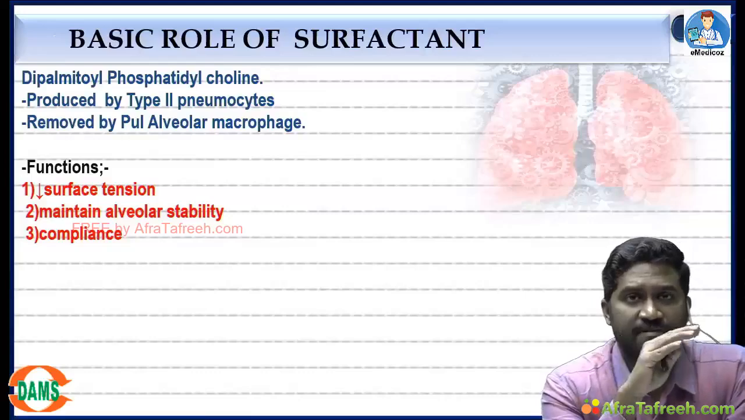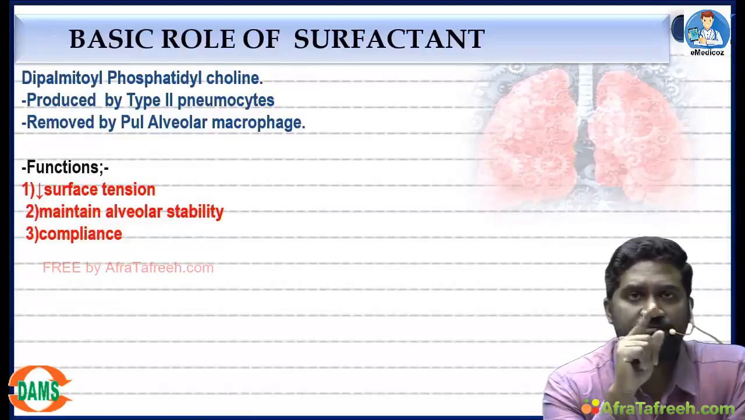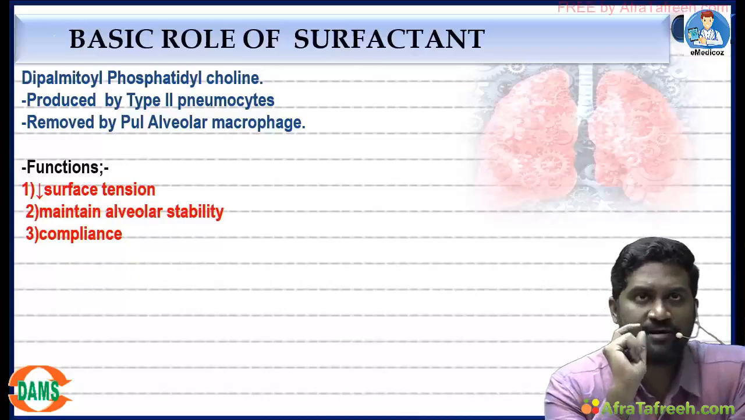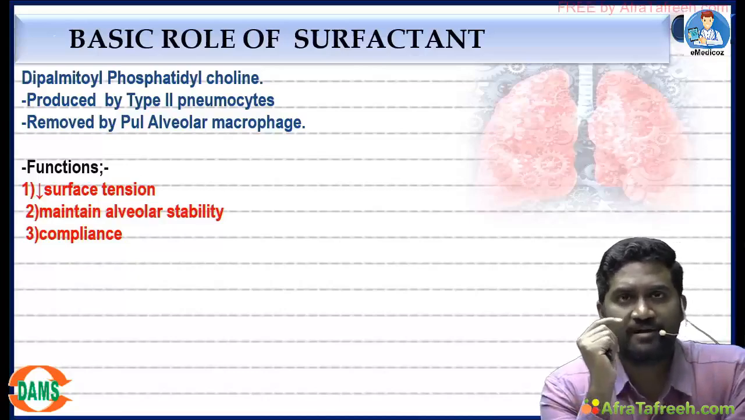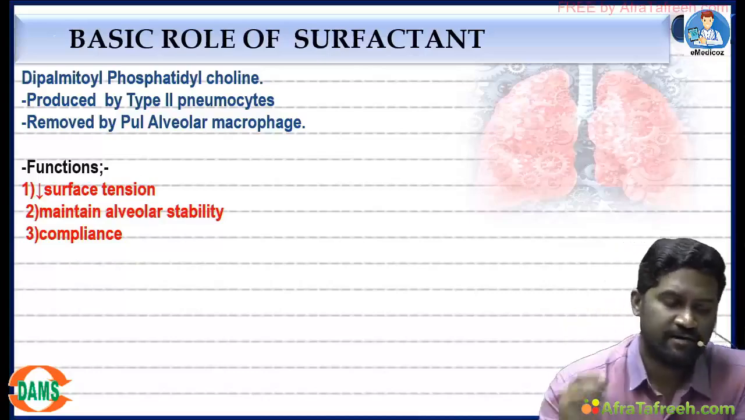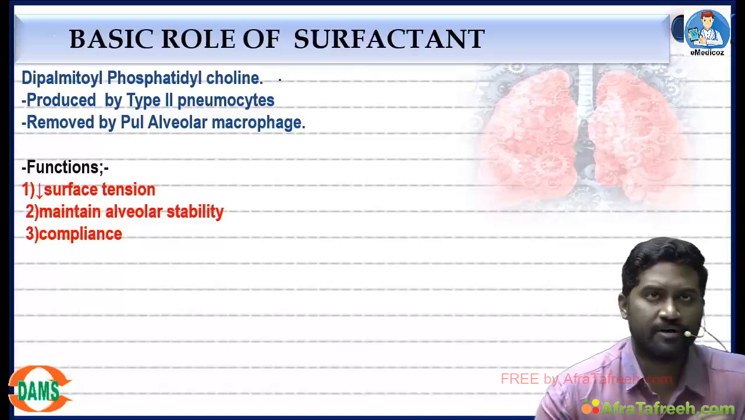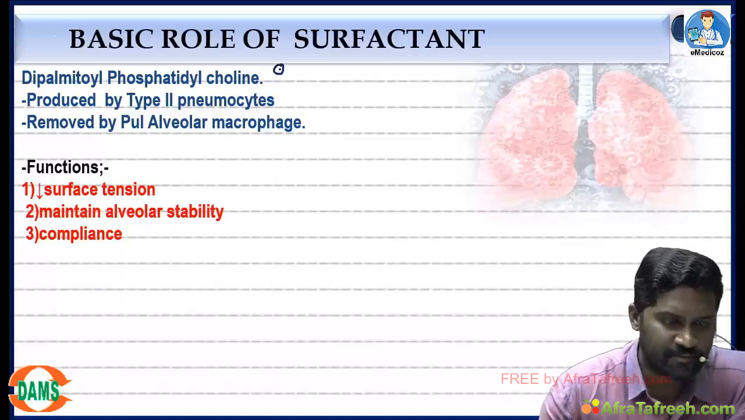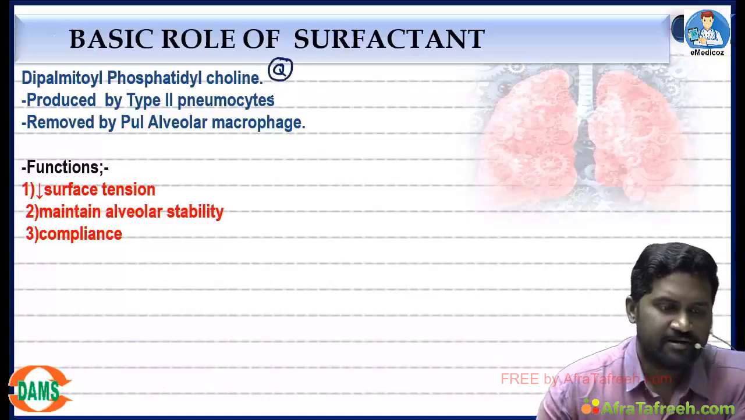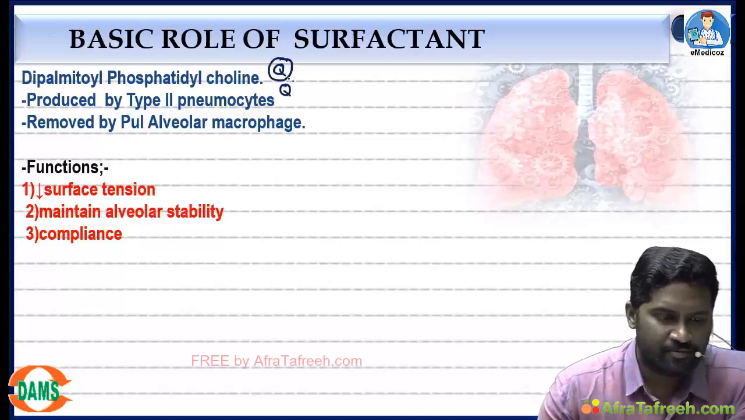Even though surfactant will be well covered in your obstetrics and gynecology and pediatrics, why I am discussing it here is, only if you understand the role of surfactant, you can understand a few diseases in adults. Surfactant is predominantly made up of dipalmitoyl phosphatidylcholine. This can be asked as a one-liner. It is produced by type 2 pneumocytes. It is removed by pulmonary alveolar macrophages.